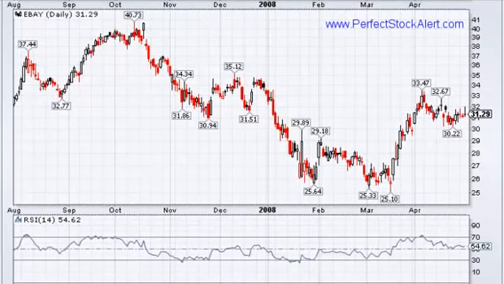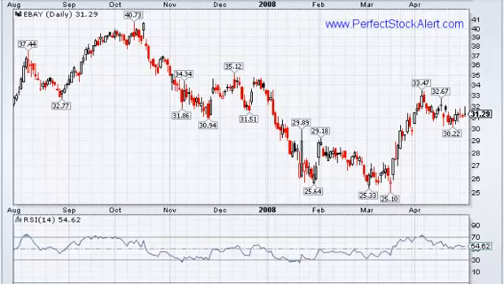Today we're going to be looking at the Relative Strength Index, also known as the RSI. This particular technical tool was developed by J. Willis Wilder. The Relative Strength Index is a momentum oscillator that measures the speed and change of price movements. RSI oscillates between 0 and 100.